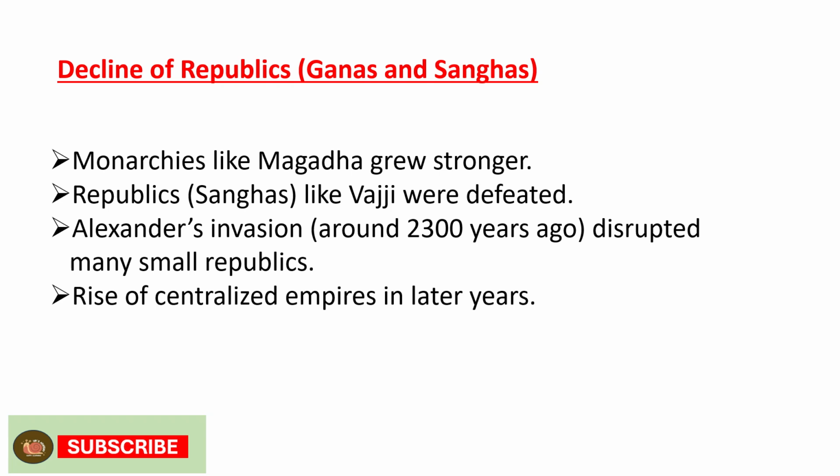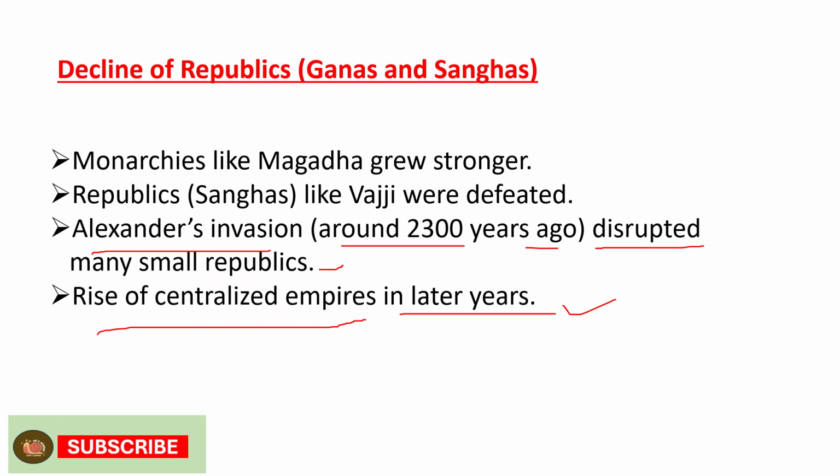Now the decline of republics like the Gana Sanghas. Monarchies like Magadha grew stronger, and republics like Vajji were defeated by these monarchies. Even Alexander invaded around 2300 years ago, and it was described that there were many small republics. Then came the rise of centralized empires later, like the Ashoka empire. About that we are going to learn in the next chapter.